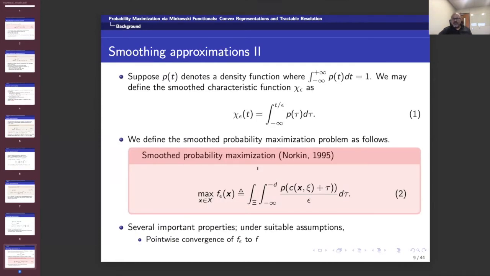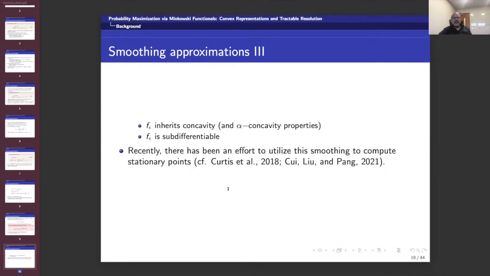I want to spend a little bit of time on that. If you look at the smoothing of that indicator function using what is often referred to as convolution-based smoothing, you can approximate. This is the paper I was referring to. It's not '98, it's '95. You can approximate f by f epsilon, where the indicator function is captured by the smoothing-based approximation, and this allows us to make several claims regarding f epsilon with respect to f: pointwise convergence, the concavity properties that are inherited, and the subdifferentiability properties.